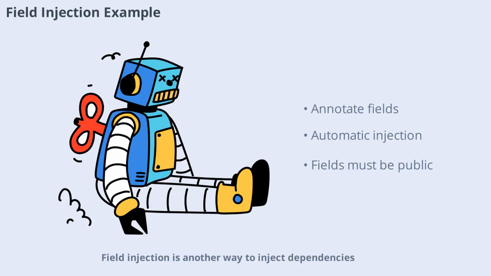Field injection is another way to inject dependencies, where fields are annotated with @Inject. Hilt automatically provides instances for these fields when creating the class.